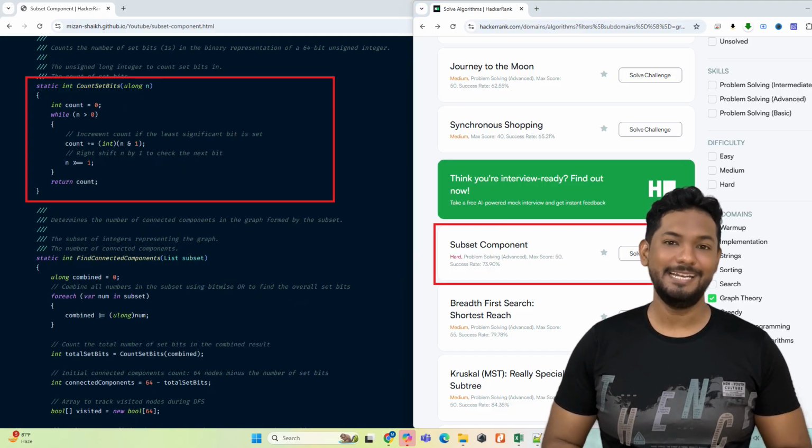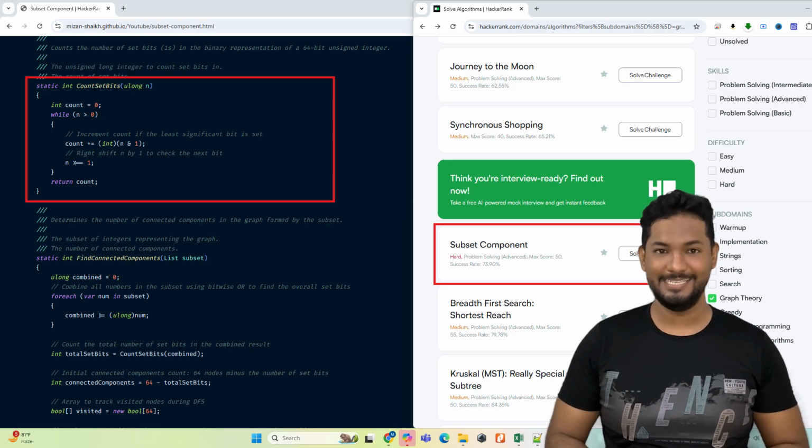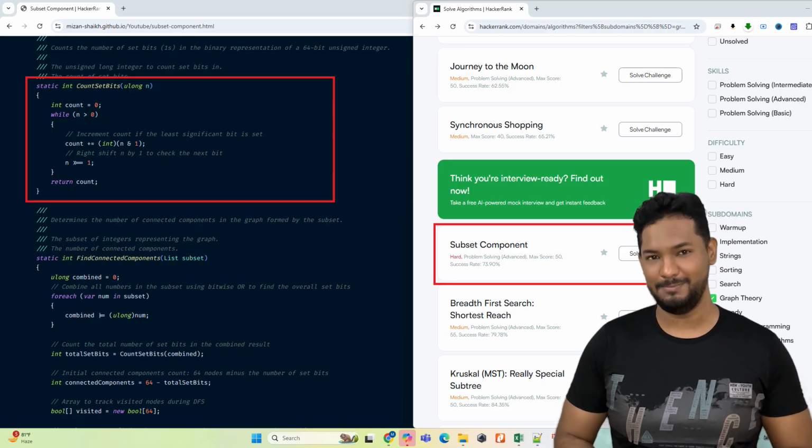Number 3, count set bits. After combining the integers, we need to count how many bits are set. This tells us how many integers are actually part of our subset.